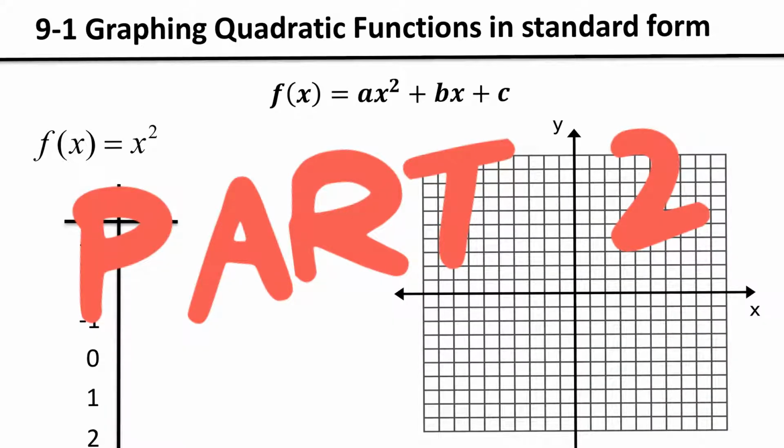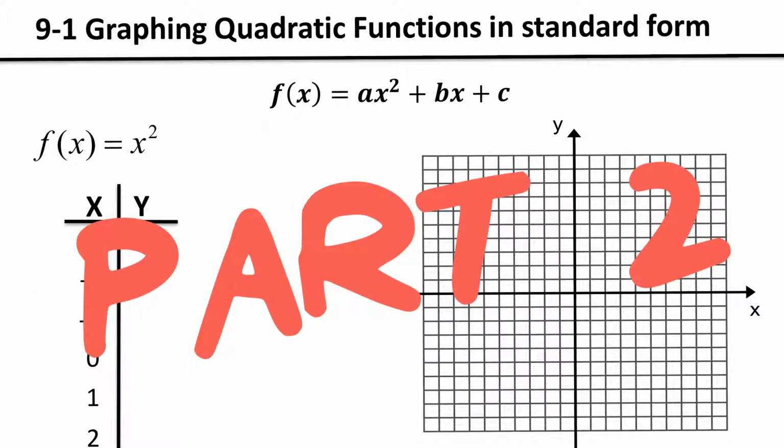Hey, what's up guys? This video is for section 9.1, graphing quadratic functions in standard form, but this is part 2. So keep in mind that standard form is when the function looks in this form right here, f of x equals ax squared plus bx plus c. So we are going to have some numbers for the a, the b, and the c. They're going to be negative, positive, they can be fractions, or just regular integers.